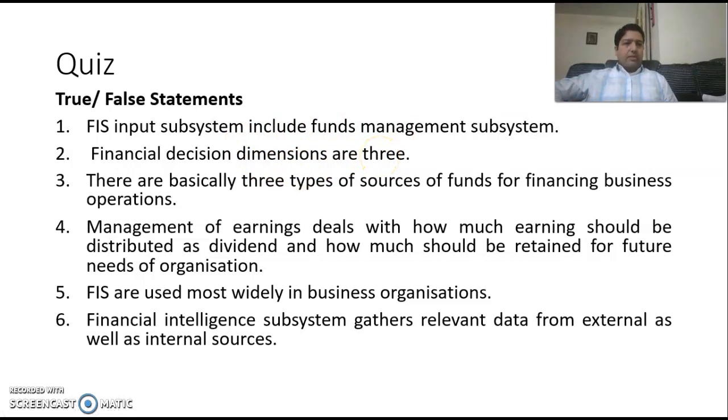Financial decision dimensions are three. So definitely there are three financial decision dimensions which we have discussed: from where funds will come, where they will be allocated, and what will be the retained earnings. There are basically three types of sources of funds for financial business operations. It is a false statement, because there are two types of sources of funds, long term and short term.